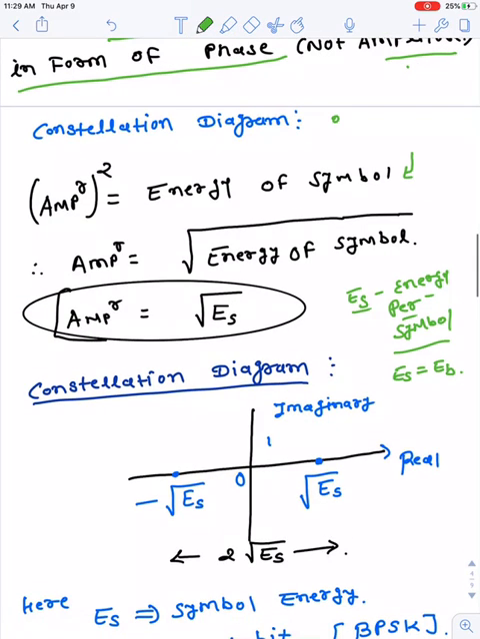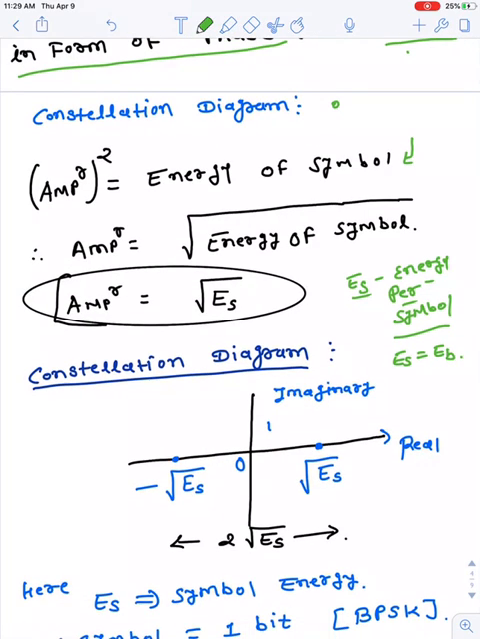8 PSK signal, etc. But at this point it is reasonable to assume ES may be equal to EB because the bit and symbol are identical here. Bit rate and symbol rate are also equal. So if RS is the symbol rate and the bit rate is also equal, then the energy per symbol is also equal to the energy per bit.